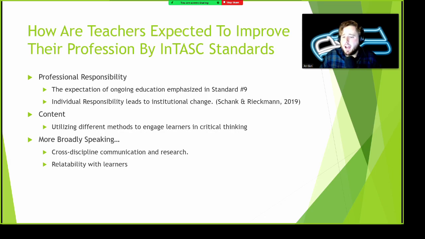And then more broadly speaking, I thought that this was something I wanted to discuss: cross-discipline communication and research. What I mean by this is we need to communicate with other experts in other fields, and not just necessarily in education. But there's so much that goes on in education outside of just basically the pedagogy. I would say there's social psychology. I would say maybe economics is a factor. There's so much that goes into a learner's education that we need to basically be the best experts we can be in a vast variety of fields.